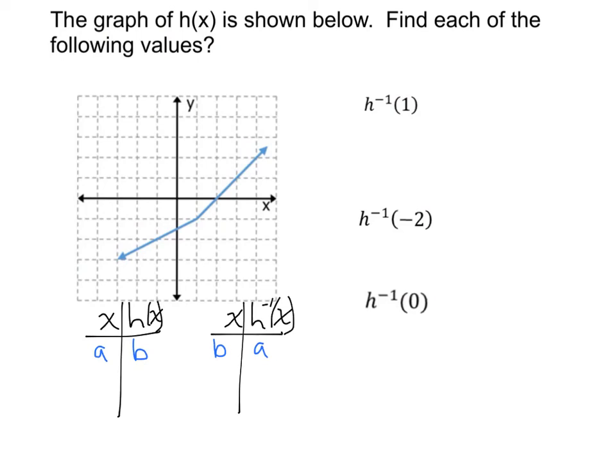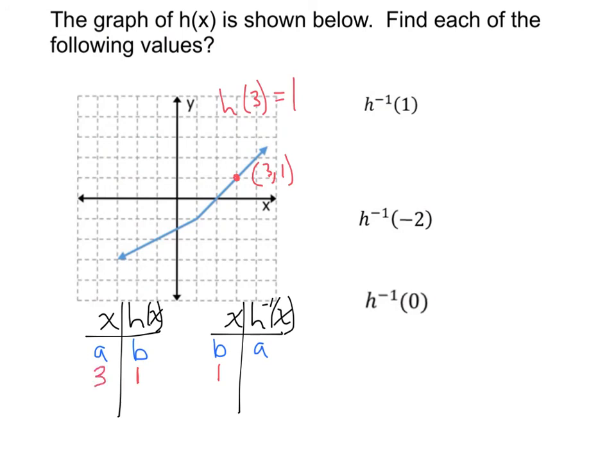So let's think about this. What are we asked to find here? We're asked to find the output of the inverse of h when we input 1. In other words, 1 is the input into our inverse function. Well, what would that mean for our original function? It would mean that 1 was the output. Okay, so now let's think about that. Where in our graph of h of x do I have an output of 1? Well, I have an output of 1 right here. That point is (3, 1), which means that h of 3 is 1, or the output is 1 when we have an input of 3.